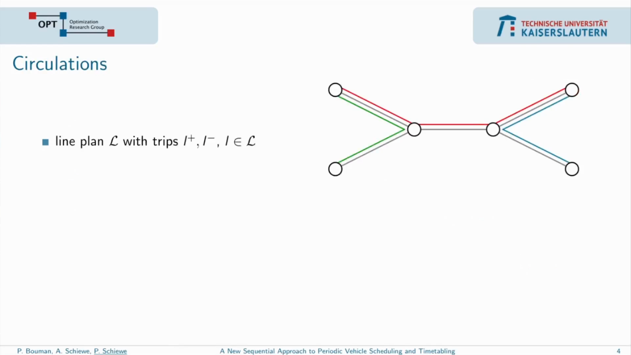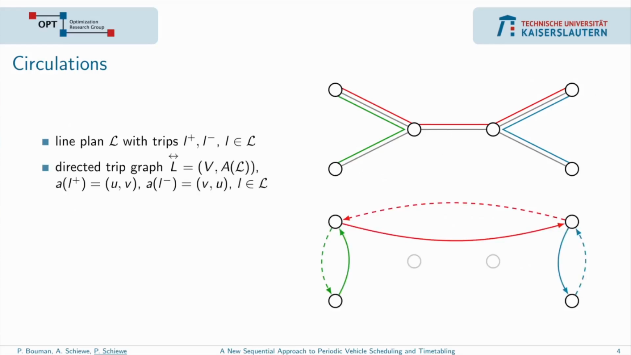For determining our vehicle schedules, we are first considering circulations, which will be served by a vehicle end to end. And first of all, for a line plan, we are considering trips, which are the both directions of a line, so a forward trip and a backward trip for each line. And we are adding this to a directed trip graph, where the first station of a trip is connected by an arc to the last station of the trip, and then as it's the directed version, we have both the forward trip and the backward trip for each line.